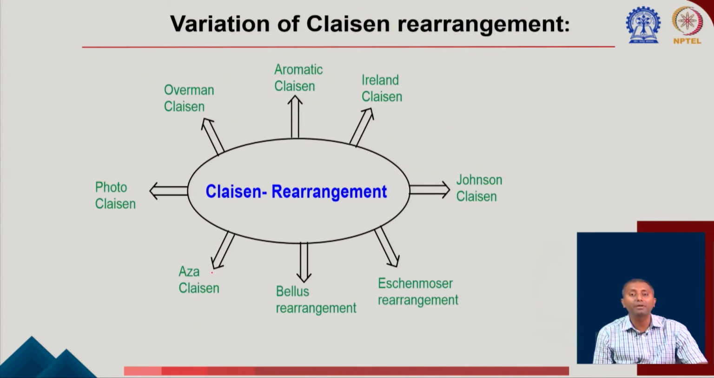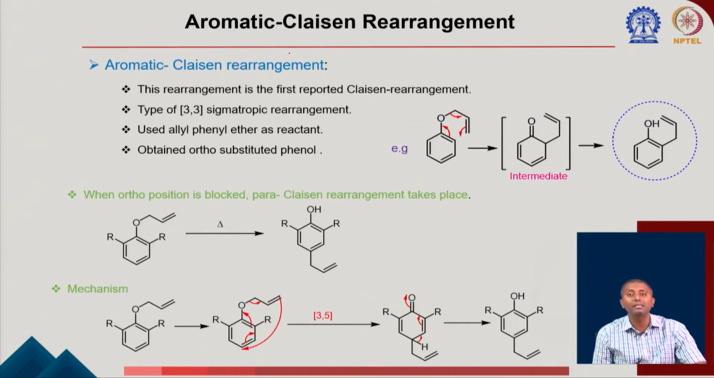So there are different variations of the Claisen rearrangement. I am going to explain each of these variations to you. I am going to talk about the aromatic Claisen, the Ireland Claisen, Johnson Claisen, and Eschenmoser Claisen. So let's start with the aromatic Claisen rearrangement.